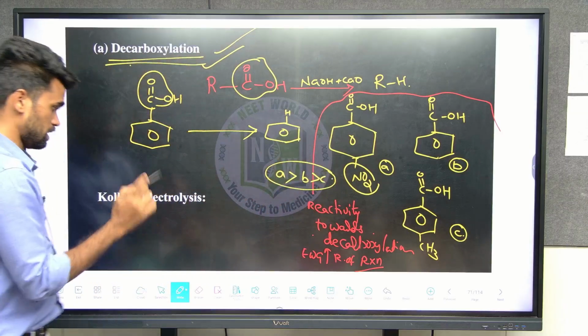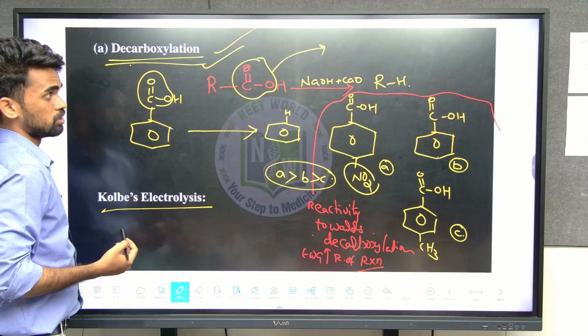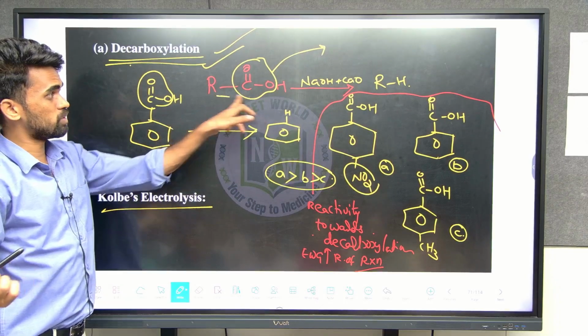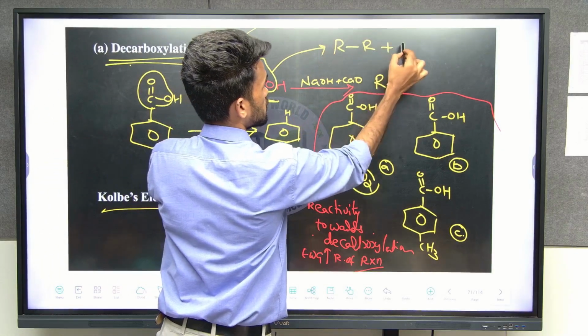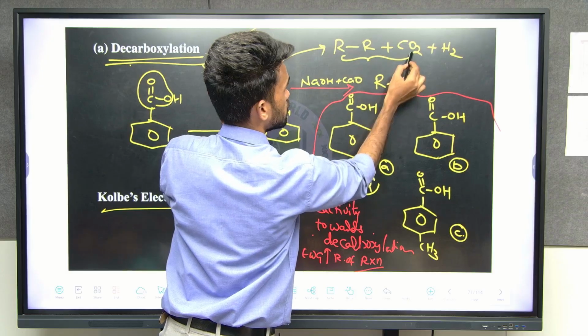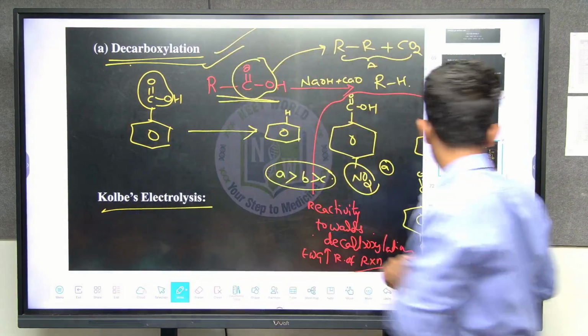Okay, remember this. Next, Kolbe electrolysis gives you what? What type of product? This one you tell me. R-R product, plus CO2 gas plus H2 gas. These two are at the anode. This is at the cathode. Perfect.